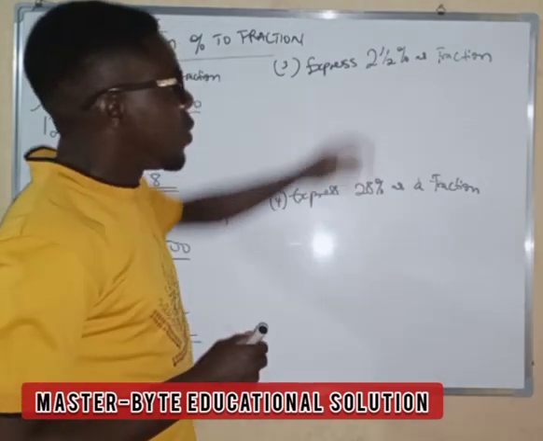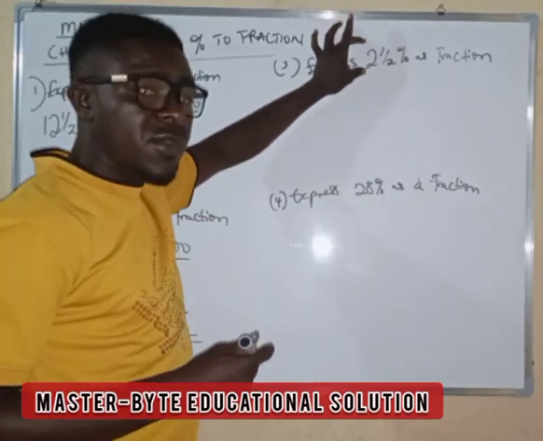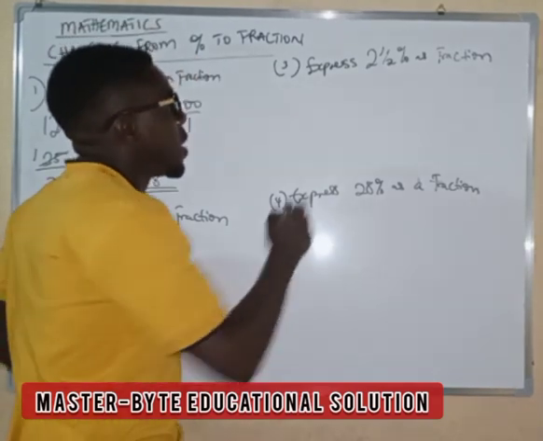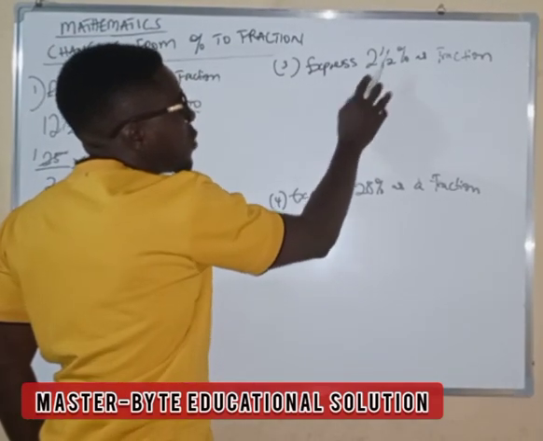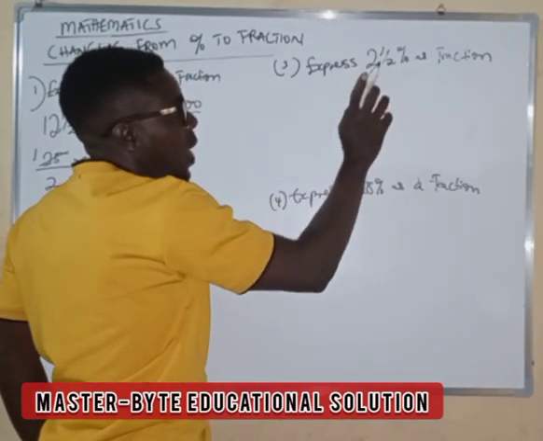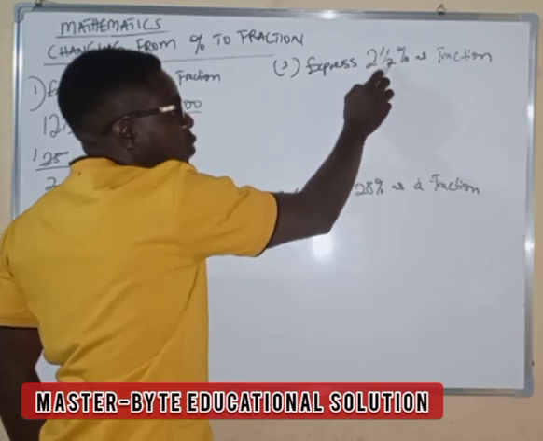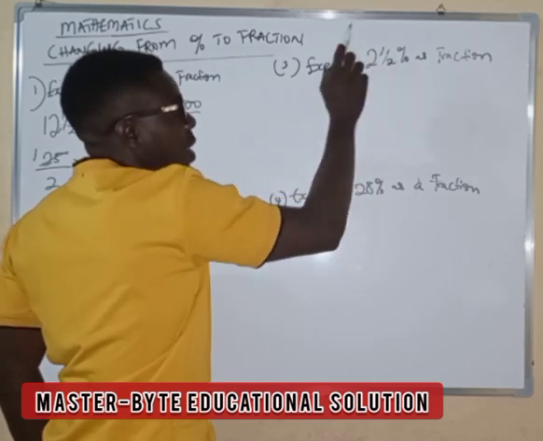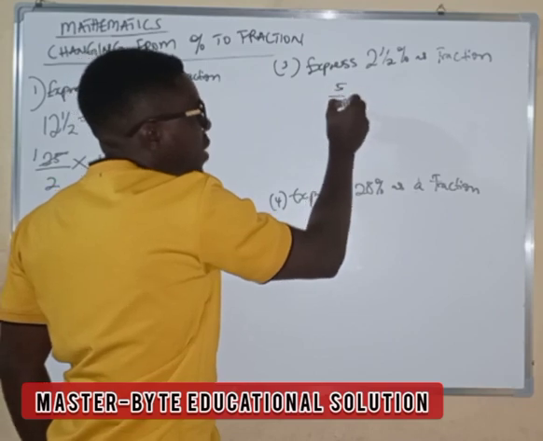Now the third example says 2 1/2% as a fraction. So we need to change the mixed fraction to an improper fraction. Now to change it, we are going to have 2 times 2 is 4, plus 1 is 5. So we have 5 over 2%.